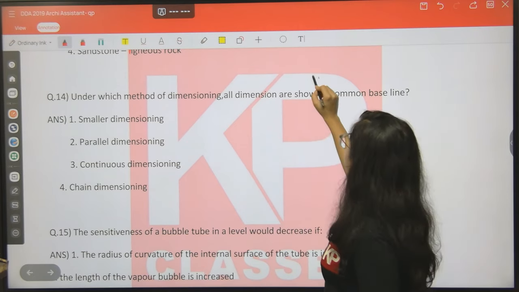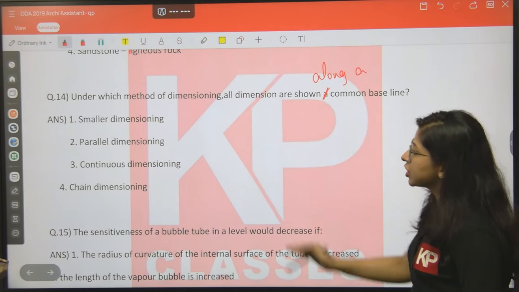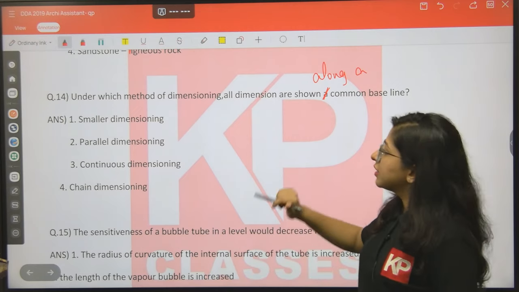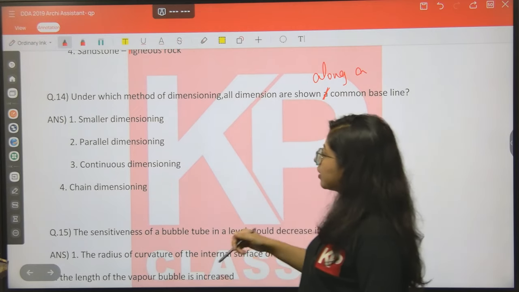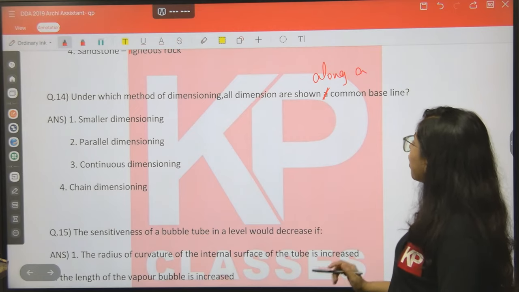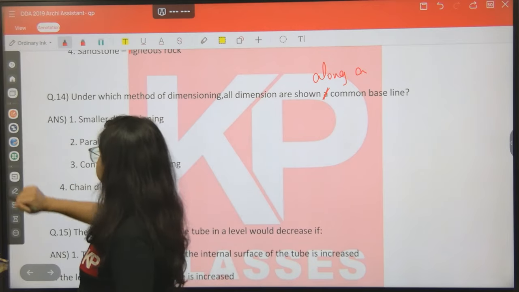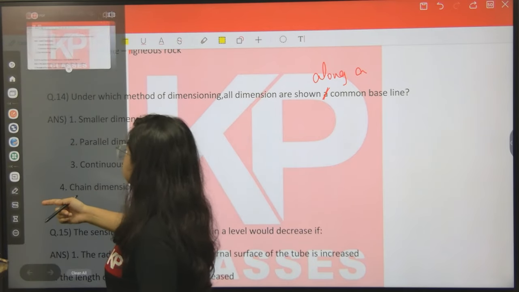All dimensions are shown along a common baseline. So there are different types of dimensioning. They are asking in which of these following methods all the dimensions are shown along the same line. Let's try to see what are the different types of dimensioning, and then you will understand.